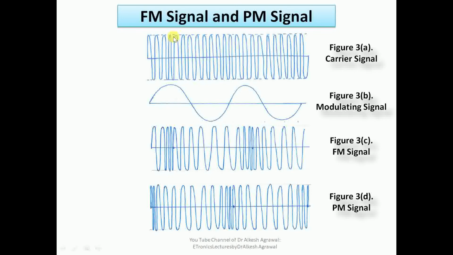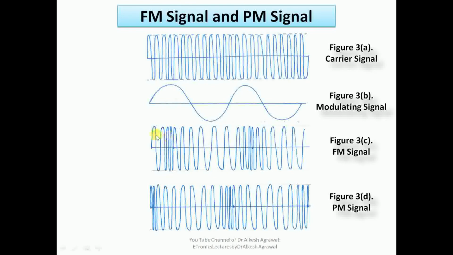Now this is a very important slide which depicts the visualization of an FM and PM signal. It is very important to understand this concept. This is a carrier signal in figure 3a. Then we have a modulating signal in figure 3b. Now see, this is an FM signal and this is a PM signal. More or less, they look the same, and you cannot easily differentiate between the two, as I have told you that they are inseparable.